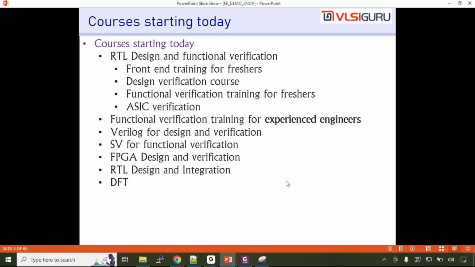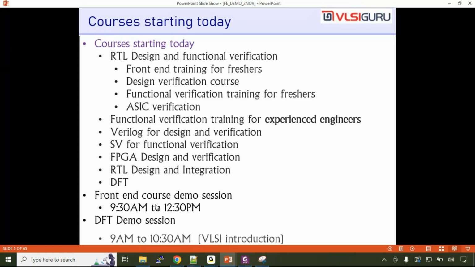The reason we are doing one common demo is that there are 7-8 courses, and if I had to offer a demo for each every day, that would be too many. The front-end course demo will go from 9:30 to 12:30. And for the DFT demo, our admin will inform you of the schedule for the DFT-specific session over WhatsApp, for those who have registered for it.